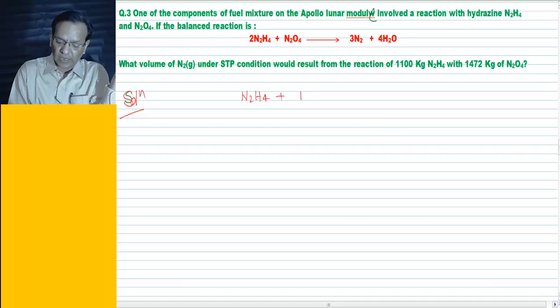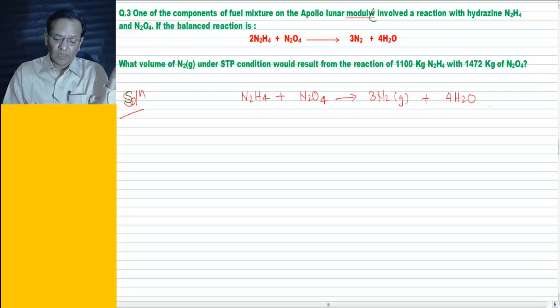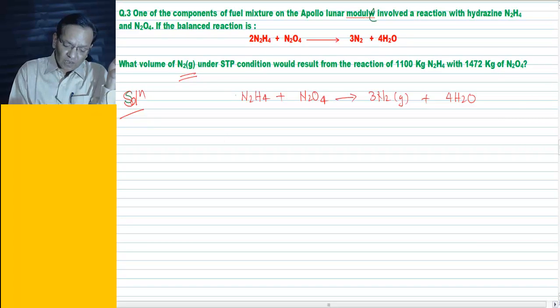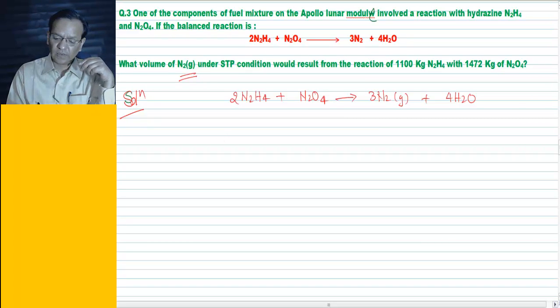N2H4 plus N2O4 giving 3N2 gas plus 4H2O. This time we have to calculate volume of N2 at STP, so we require mole of N2. Balancing gives 2 of this, 3 of N2, 4 of H2O.